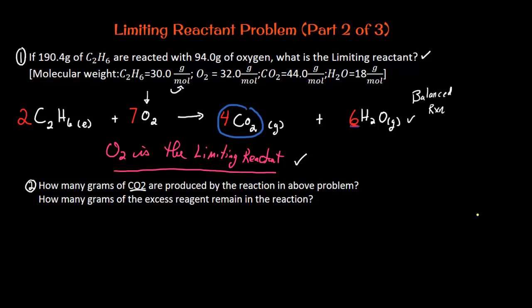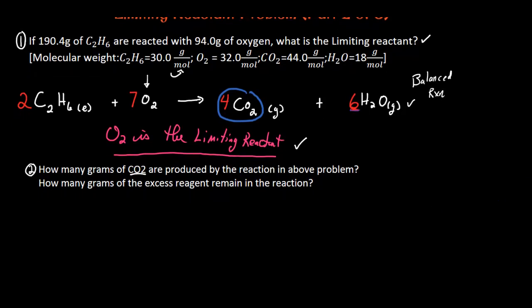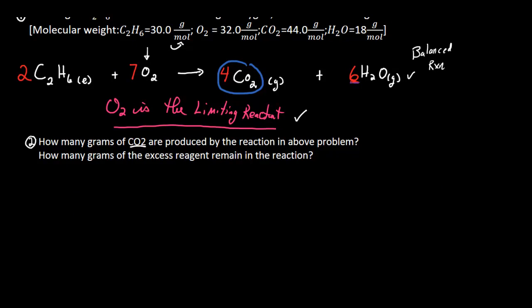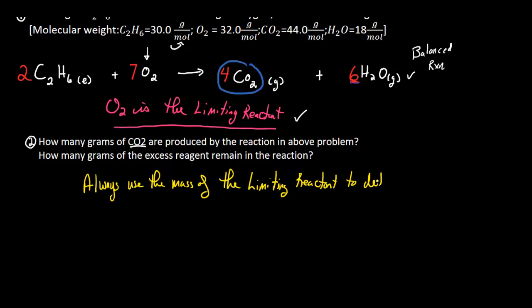In order for us to do that, we must always use the mass of the limiting reactant. I'm going to write that down here because I think that's very important. Always use the mass of the limiting reactant to determine any values of the products. We could be asked to find the mass of carbon dioxide produced.